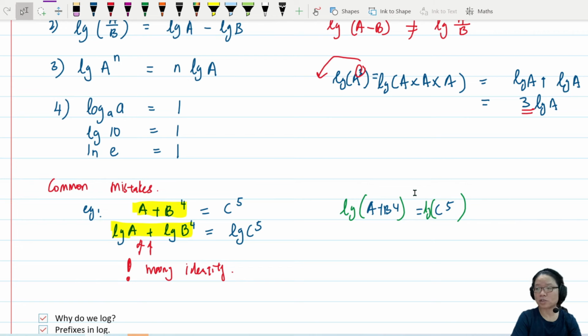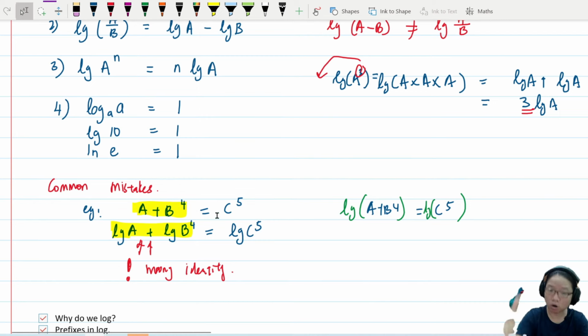Okay, so log is not multiply, it's not divide. You can't log A and then log B, like you multiply a common factor. It's not the case. Whatever A plus B power 4 is, this one is one number on the left, and C power 5 is another number on the right, and you log both sides together. This is important, especially when you are linearizing equations that are a little bit more complicated than usual. So the recommendation is like this: log both sides. I write for you.